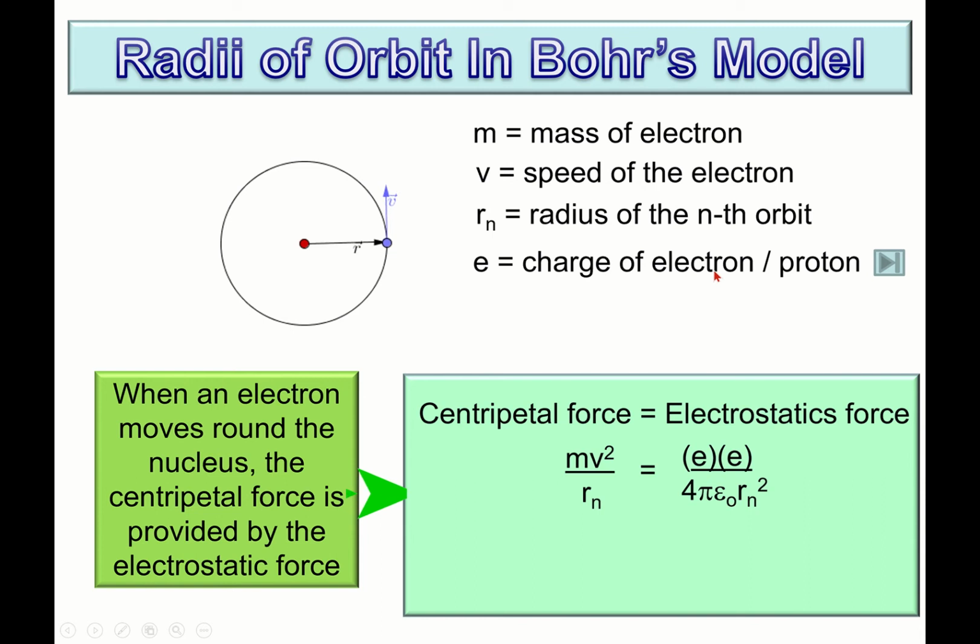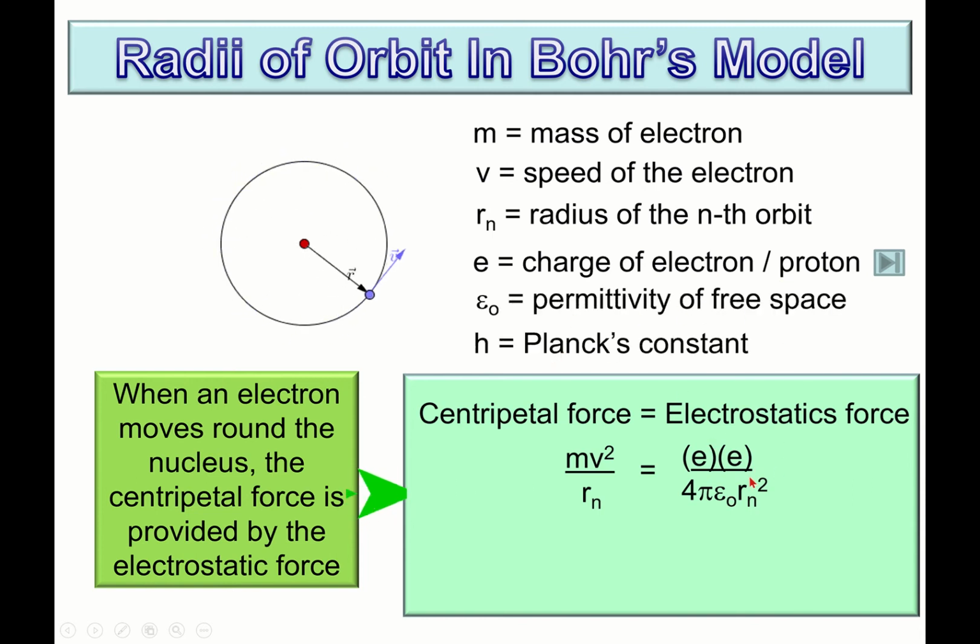e is the charge of the electron or proton, epsilon naught is the permittivity of free space, and h, which we are going to use later, is Planck's constant. So we rewrite this equation as v squared equals e squared per 4 pi epsilon naught m r_n, because one r_n cancels out. We call this equation 1.